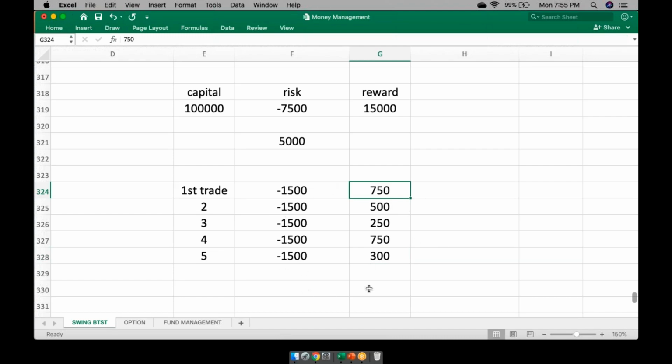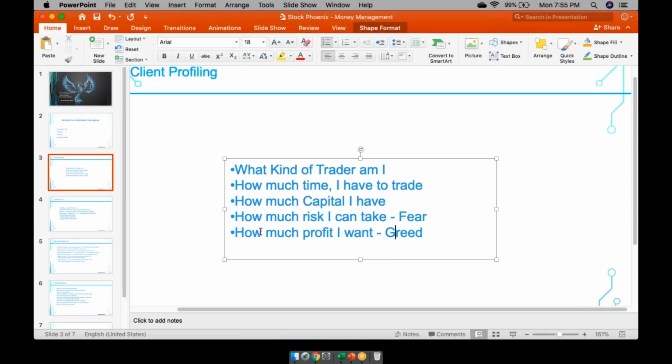So this will not be healthy trading, because usually out of 5 trades, 1 or 2 are bound to hit stop loss. We cannot avoid that. So always remember, a 1:2 risk and reward ratio should be there. Next, how much profit do I want? These are very important things.